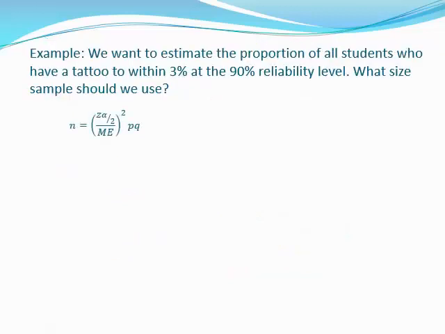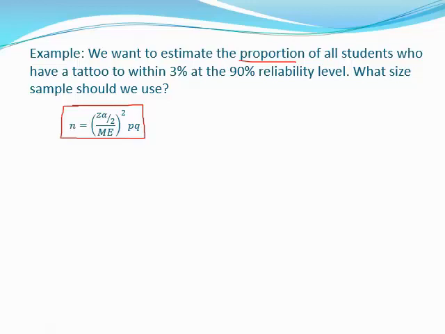So here's the example. We want to estimate the proportion of all students who have a tattoo to within 3% at the 90% reliability level. What size sample should we use? So the first thing I've got to decide, you can see I have this automatically pop up here, is that the right formula to use or should I use the other one? What's the key here? Talking about proportions, percentages, rates. Those would be good words to look for. If I talk about means or averages, I'm going to use the other form.